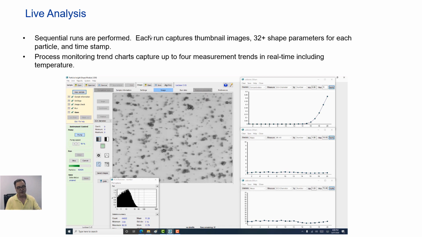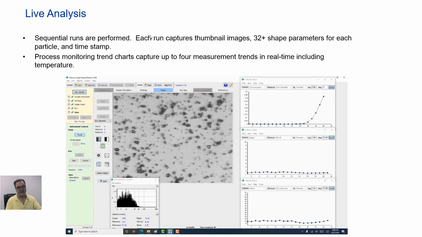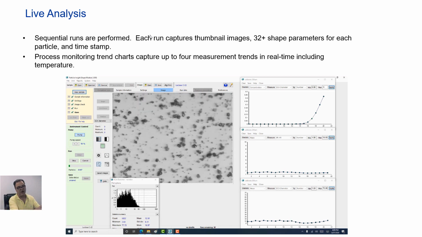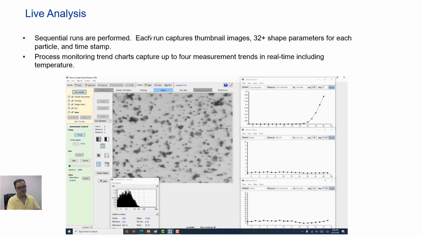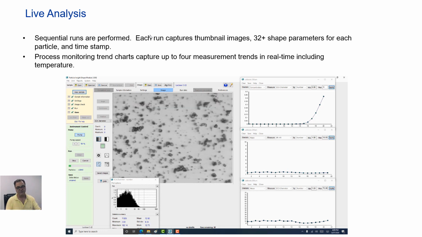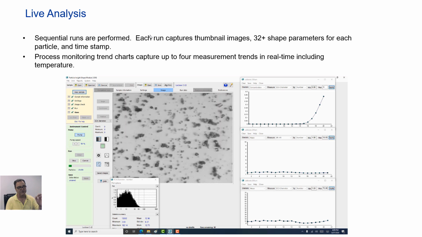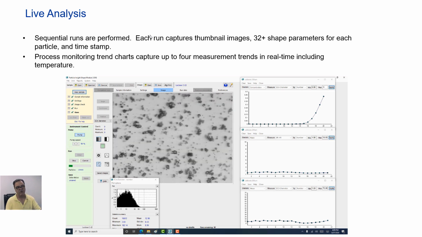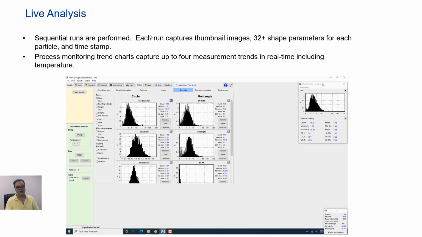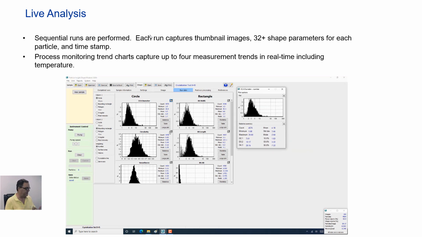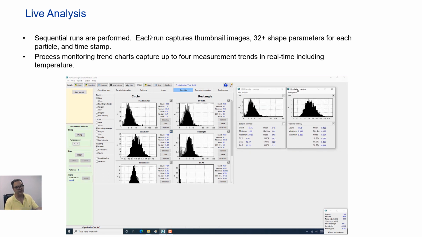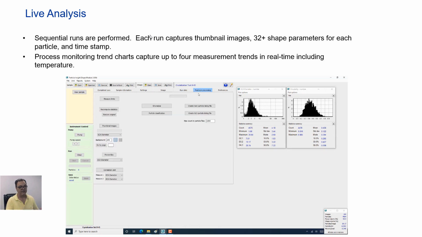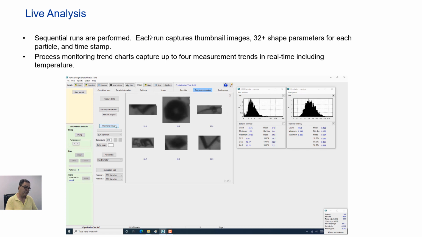You have all the histograms. Every time an image is taken, there might be hundreds of thumbnails. Each one of those thumbnails is captured, and up to 32 or 33 different shape measurements are made for every single particle, and it's stored. After the fact, there are many things that you can do. You can go in, look at the actual thumbnails, and look at the histograms.